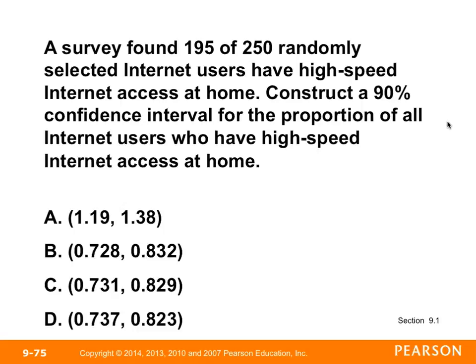And what I end up with is 0.78 plus or minus 0.043. If we subtract and add these values, we get 0.737, which is 0.78 minus 0.043, and then you add it and you should get 0.823. So this is your 90% confidence interval for the proportion of internet users who have high-speed internet access at home.